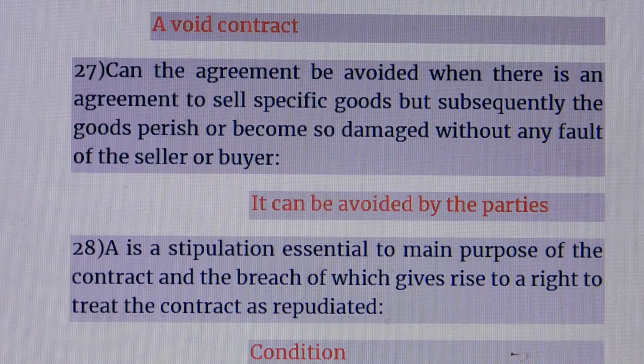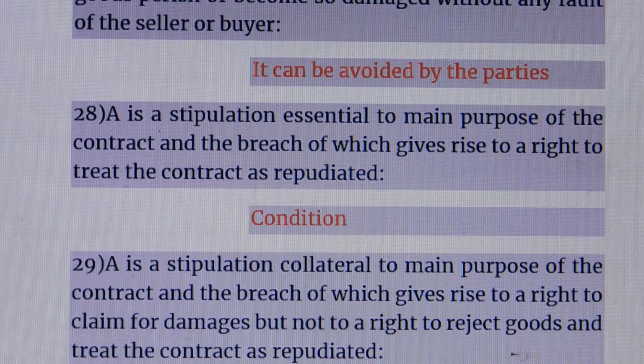Question number 27. Can the agreement be avoided when there is an agreement to sell specific goods, but subsequently the goods perish or become so damaged without any fault of the seller or buyer? Answer is it can be avoided by the parties. Question number 28. A is a stipulation essential to main purpose of the contract, and the breach of which gives rise to a right to treat the contract as repudiated. Answer is condition.